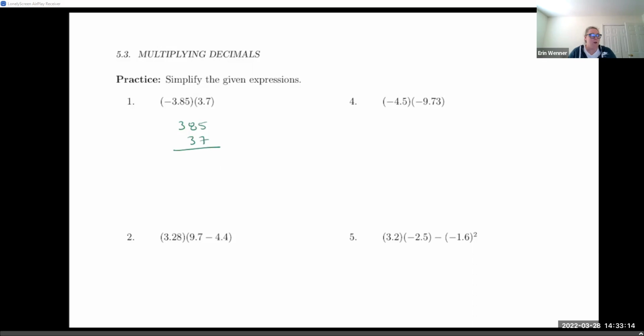Again, I know that 3.85 is actually a negative number. 3.7 is a positive number. We're just going to multiply them and then we'll go back and address those decimal products.